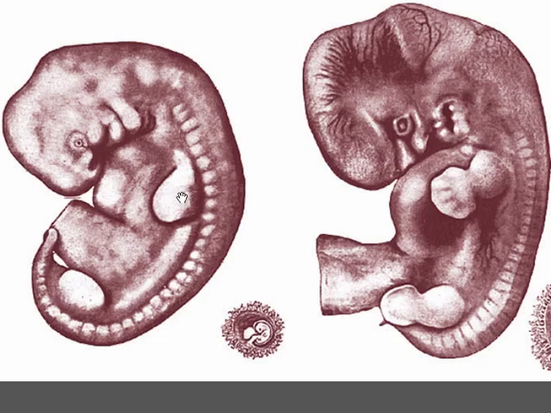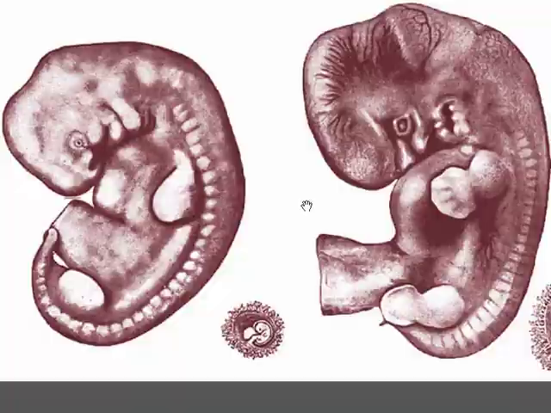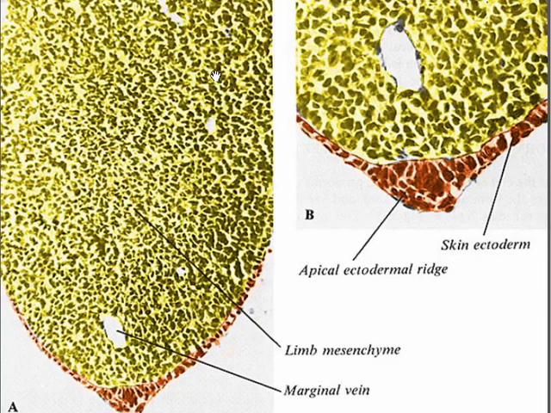Here we can see the manus, and so this is the proximal part of the limb that grew out first, and then this is a manus, which is growing secondarily, and here we see a pes. This is a tissue section of a limb bud.